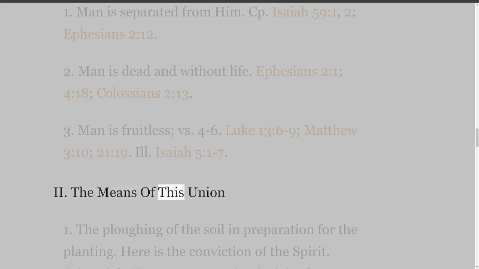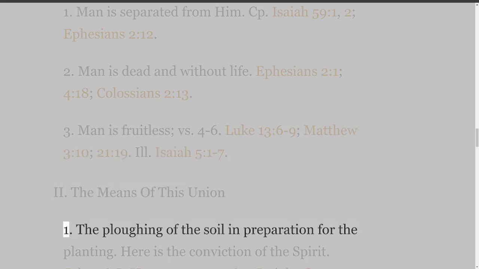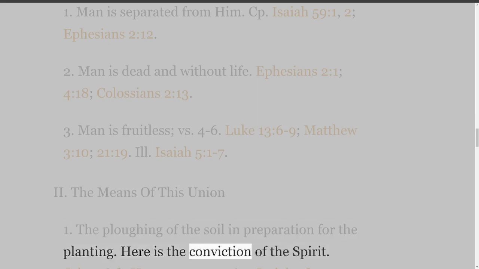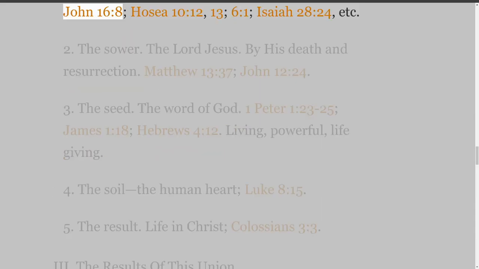2. The means of this union. 1. The plowing of the soil in preparation for the planting. Here is the conviction of the Spirit. John 16:8, Hosea 10, verses 12 and 13, 6:1, Isaiah 28:24, etc.